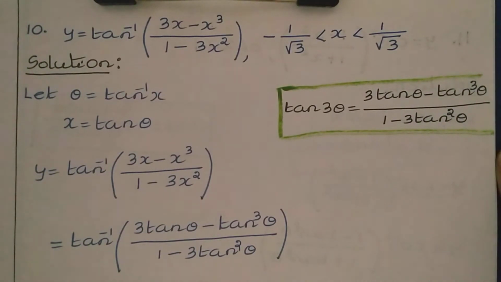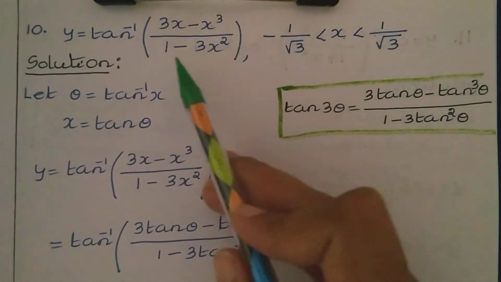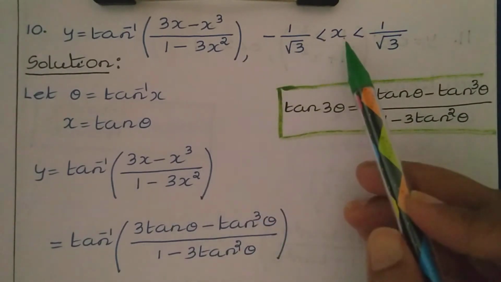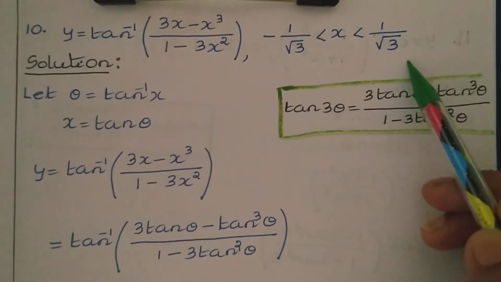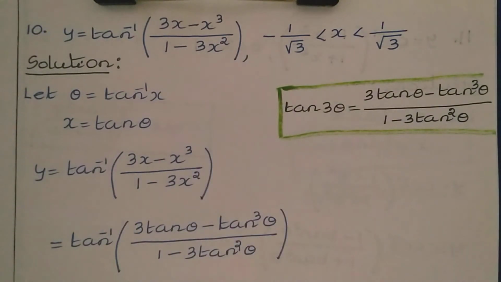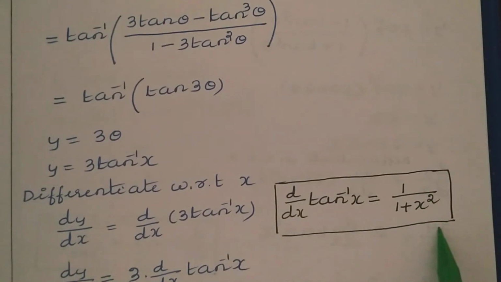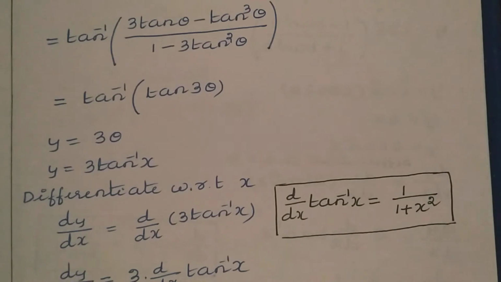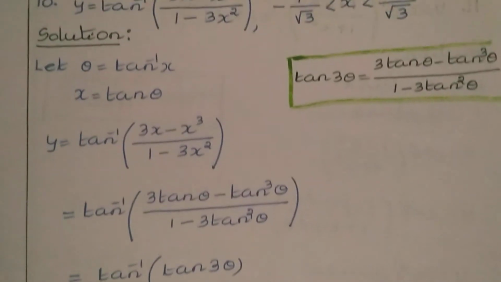Question number 10. y is equal to tan inverse of 3x minus x cube divided by 1 minus 3x square, where the x value lies between minus 1 by square root of 3 and 1 by square root of 3. See here, in this case also, to solve this problem, you can't directly use the derivative of the inverse trigonometric function. For tan inverse x, we have the derivative as 1 divided by 1 plus x square, which we can't use here. Instead of that, by using a trigonometric identity, we have to solve these kinds of problems.